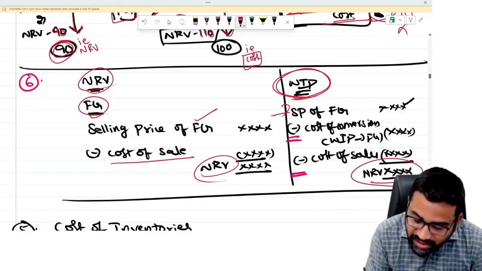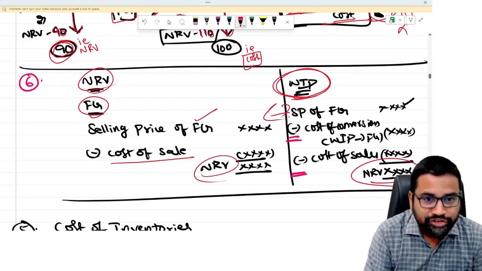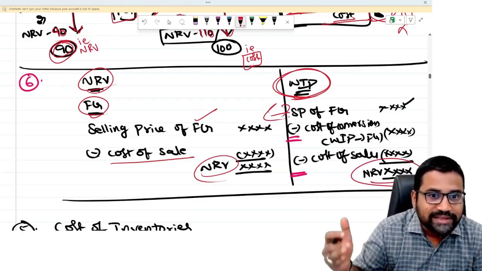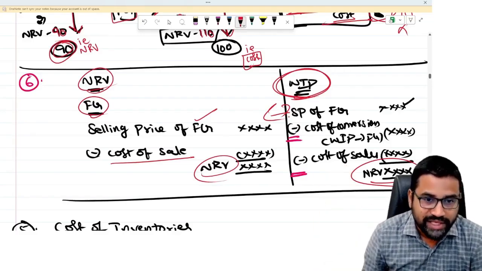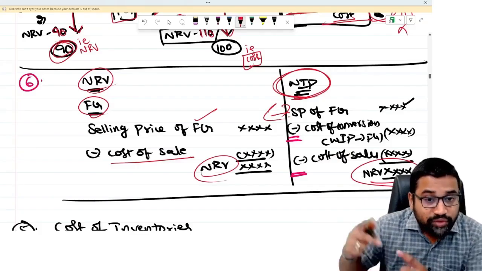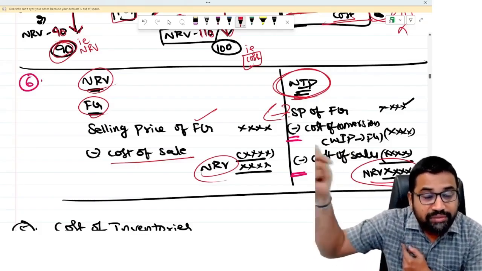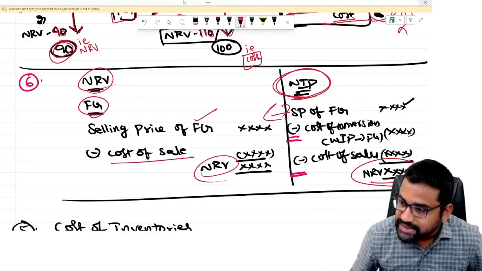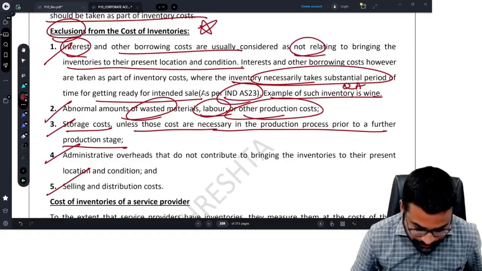So what is the difference between NRV of a finished good and NRV of a work in progress? NRV of a finished good means, see, directly the selling price is available. So sale price minus cost of sale. But if you are taking the NRV of a work in progress, direct sale price is not available. Therefore, take the sale price of the finished good. From that, you reduce two things: one is cost of conversion and another one is cost of sales. I think you understood this.